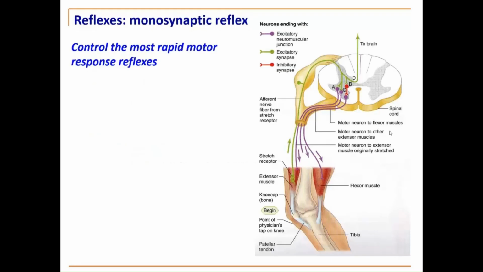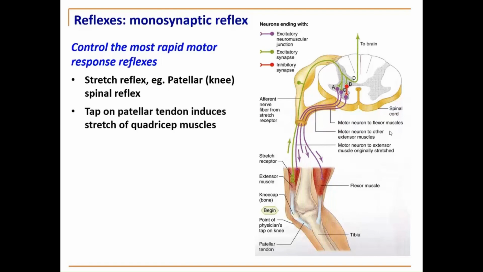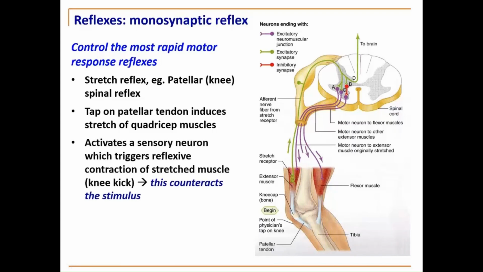So if we're looking at some of the simple monosynaptic reflexes, these control the most rapid motor responses. A great example is your stretch reflex, your patellar knee reflex. So when you tap on the patellar tendon, this induces stretch of the quadricep muscle. So here you can see the quadricep muscle, here you can see the stretch receptor. So when you tap it, you stretch that quadricep muscle. That obviously then activates a sensory neuron, which triggers reflex contraction of the stretched muscle. This is your knee kick.